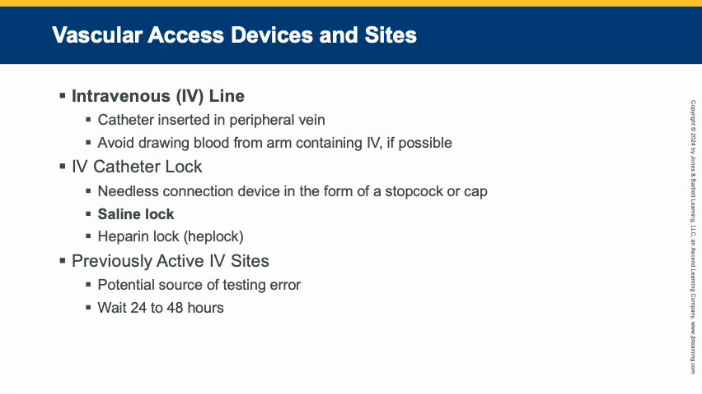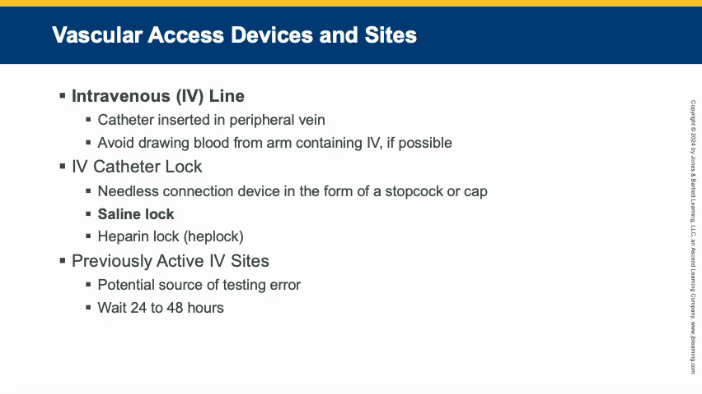Number 4, perform the venipuncture in a different vein than the one with the IV if possible. Number 5, ask the nurse to restart the IV after the specimen has been collected. Number 6, document that the specimen was collected below an IV. Indicate the type of fluid in the IV and identify which arm was used.